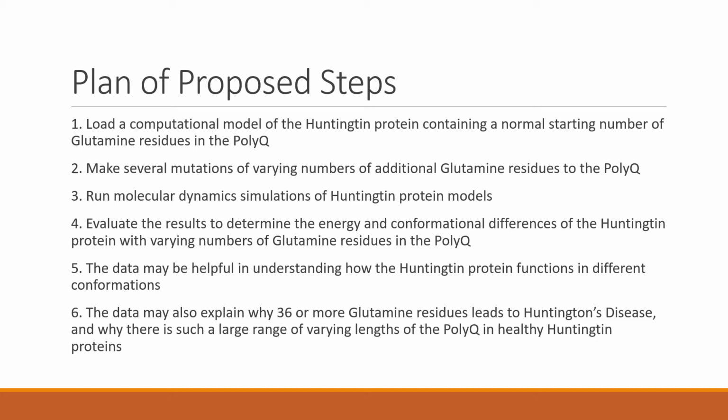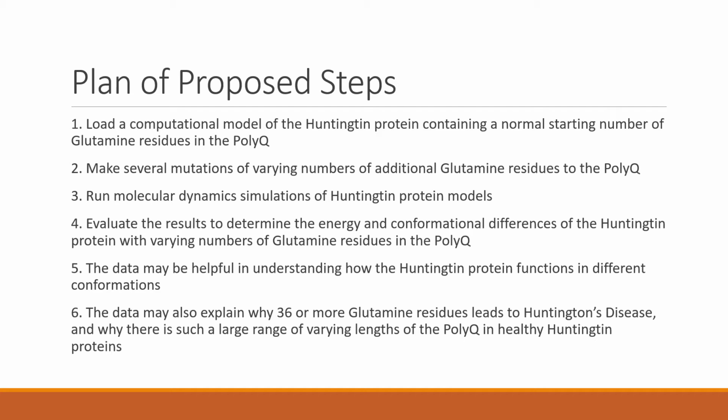So my plan of proposed steps was to first load a computational model of the Huntingtin protein containing a normal starting number of glutamine residues in the PolyQ. And then I plan to make several mutations of varying numbers of additional glutamine residues to the PolyQ, and then run molecular dynamics simulations of those Huntingtin protein models, and then evaluate the results to determine the energy and conformational differences of the Huntingtin protein with the varying numbers of glutamine residues in the PolyQ.